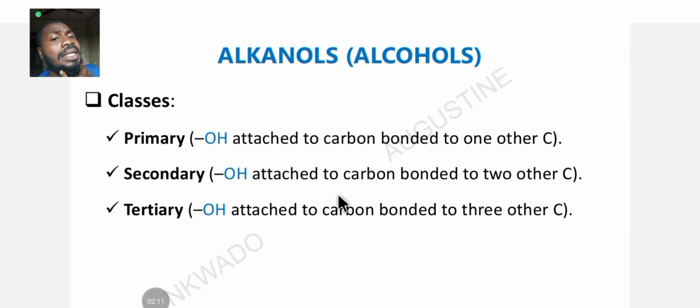Then let's look at the tertiary. For the tertiary, the hydroxyl is attached to a carbon atom that is bonded to three other carbons. As easy as that, easy peasy. So for a primary alkanol, the carbon atom that the hydroxyl is bonded to is bonded to just one carbon atom, while for the secondary, the carbon atom is bonded to two carbon atoms, and for the tertiary, the carbon atom is bonded to three carbon atoms.